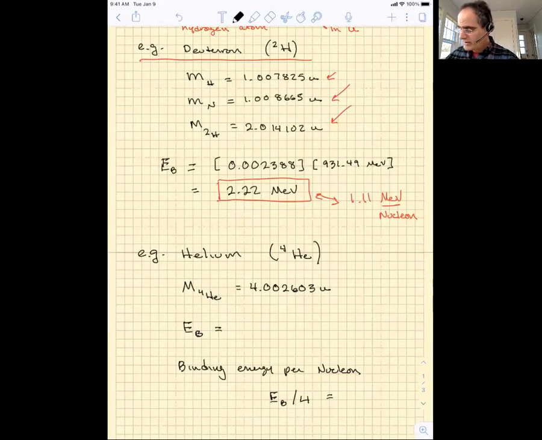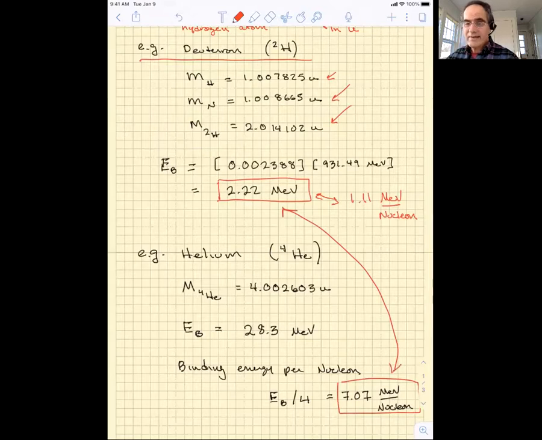So I expect that what you found is that for helium, the binding energy is 28.3 mega electron volts, or 7.07 mega electron volts per nucleon. And what's interesting, I think, is that this number is much, much larger than the binding energy per nucleon in deuterium. Okay? So some nuclei are much more strongly bound than other nuclei.